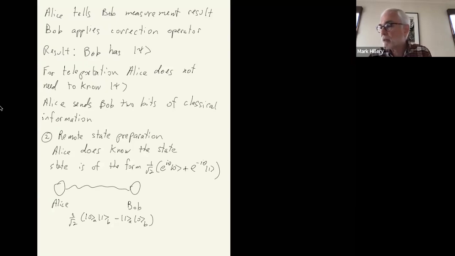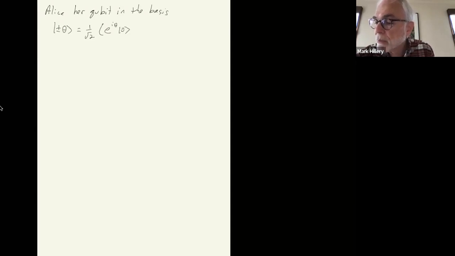So I think I probably need more room. So let me go to another page. Okay, so Alice measures plus minus theta equals 1 over square root of 2 e to the i theta 0 plus minus e to the minus i theta 1. So she just measures her state in that basis.